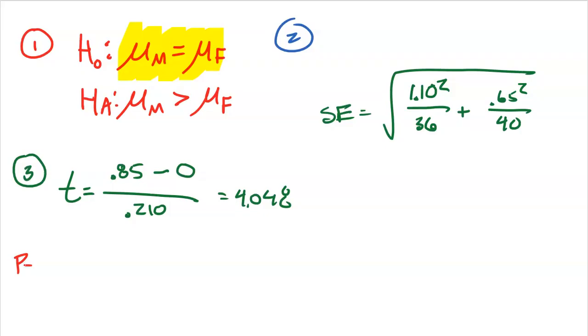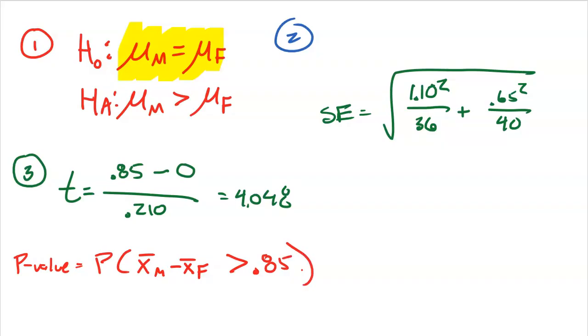The p-value is the probability that any other difference between a mean of males and a mean of females is going to be more extreme than mine. Mine was 0.85. That's positive, so it'll be even more than that. Now, my difference was 0.85 minutes, but again, the p-value is the probability that any other possible difference is more than mine. And I found out that my statistic, my difference was a t-score of 4.048. So it'd be a t-score greater than 4.048.